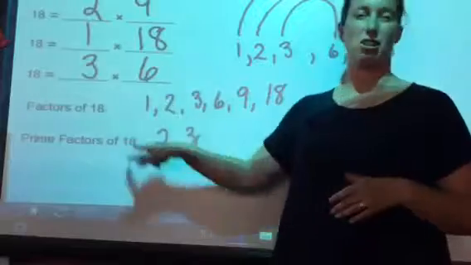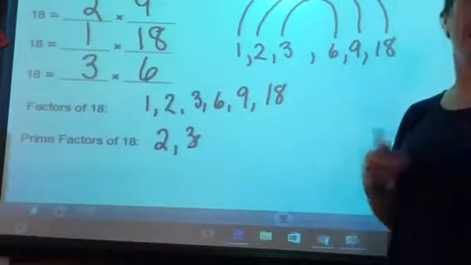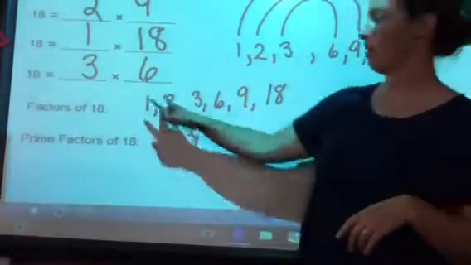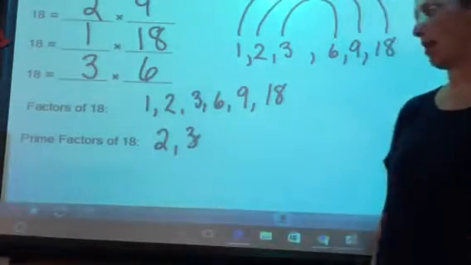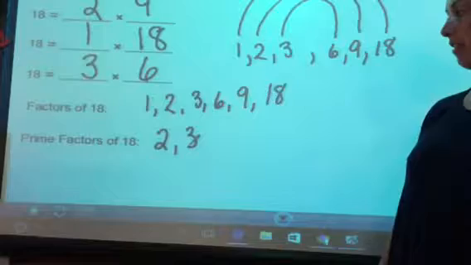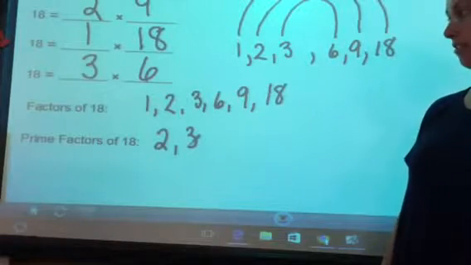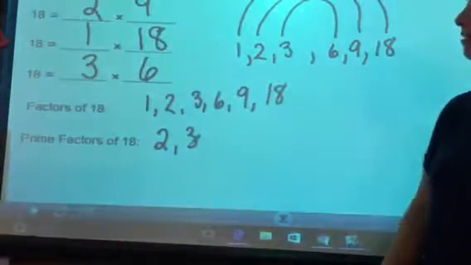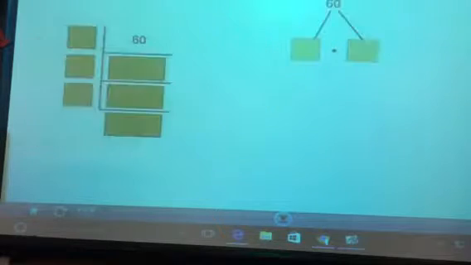1 is that special one where 1 and itself is still 1. So we don't always consider 1 a prime factor. And then 6, 9, and 18 all have more than 2 factors, so they're called composite numbers. All right, let's take a look at something else.